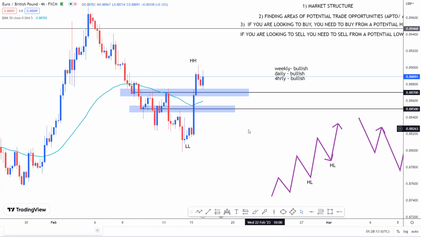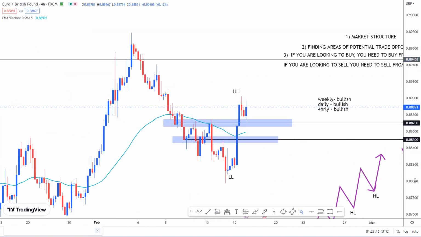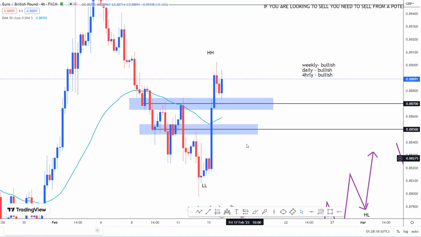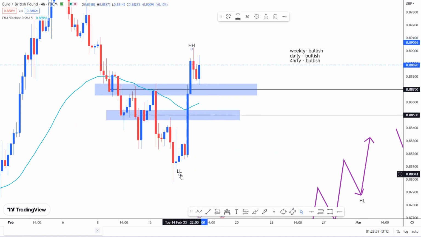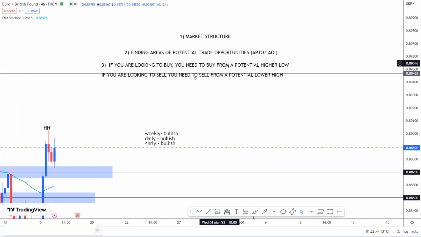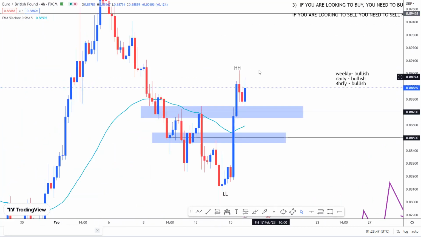Now, this takes me backwards. So, our charts right here, we're very much looking for potential buying opportunities. We clearly have a shift in the market structure, as we have established already, from bearish market structure to a bullish market structure, giving us a higher high. And then where do we buy from? We need to buy from a potential higher low.